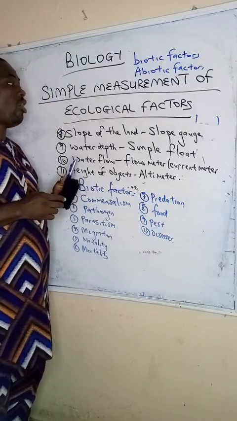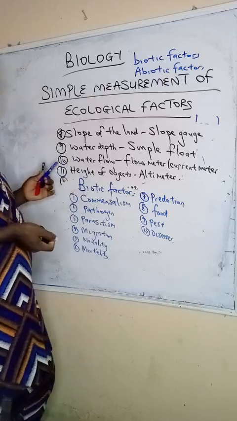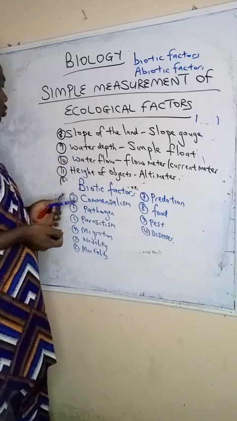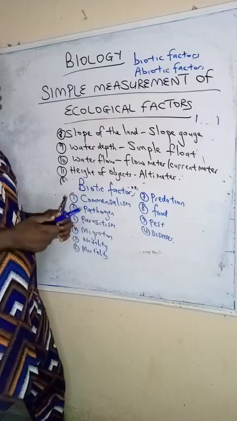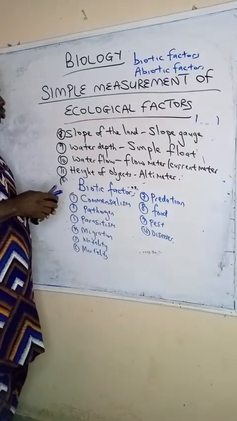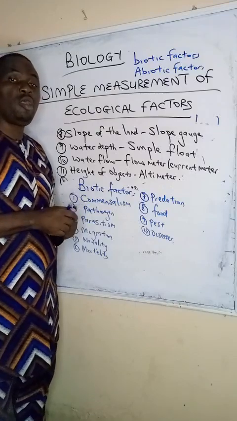So we've talked about the ecological factors, the biotic factors, and the abiotic factors. We talked about rainfall, temperature, wind, relative humidity, turbidity, light intensity, water flow, slope of land, height of objects, and water depth. So we see in our next video.